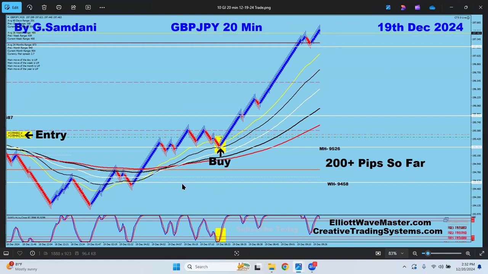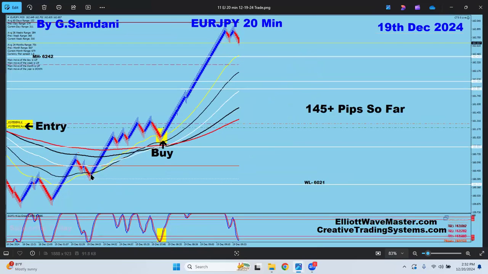This was tentative, so I didn't know when the news was going to come out, so I took it, and then again I went to sleep, and that's what happened. And I think Euro yen also. Euro yen simple. This was taken as well.